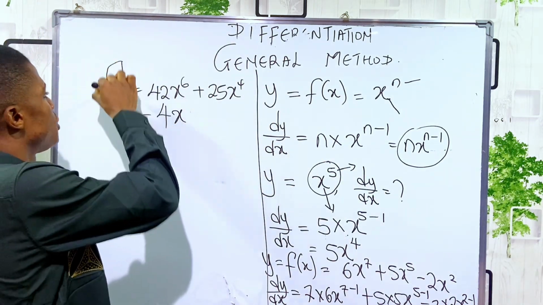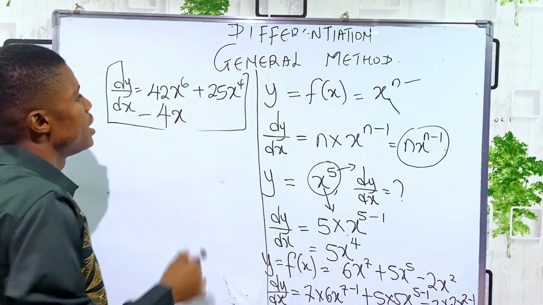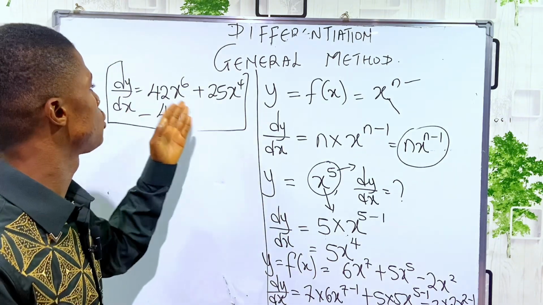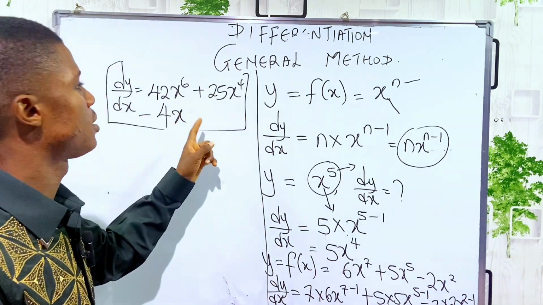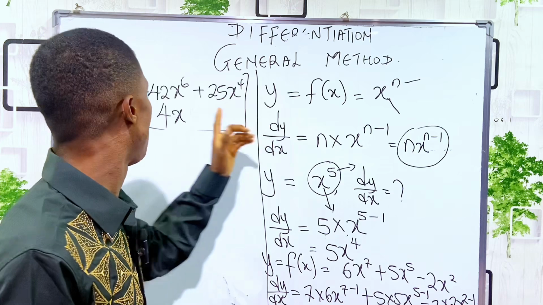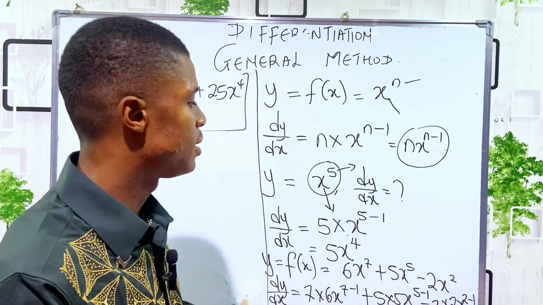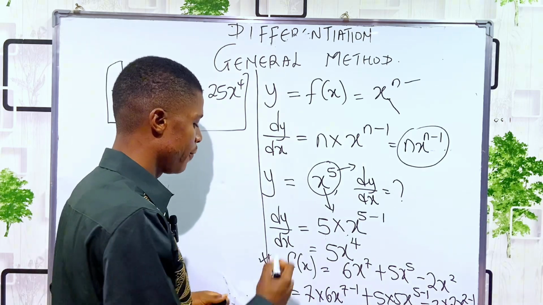So the complete differentiation of this function is given as 42x to the power of 6 plus 25x to the power of 4 minus 4x. And this is the complete derivative of this given function.